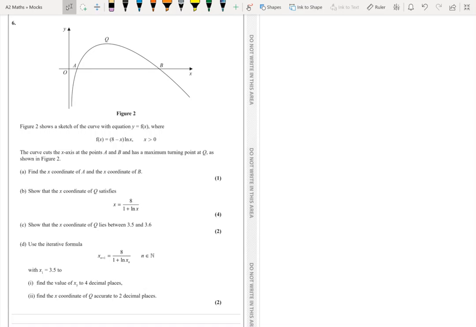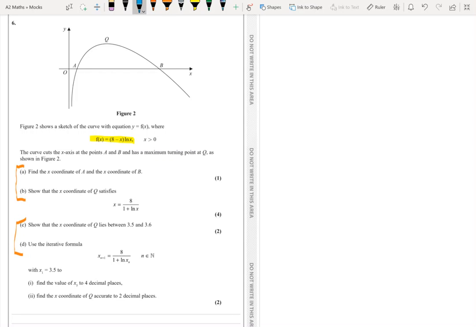Looks like there's quite a lot going on in this question. We've got a sketch of a curve and we've got its equation right here. There's a function. The first couple of parts look like they're about coordinates, finding A and B, finding Q, so some intercepts and a maximum point. And then part C looks like it's moved on to iteration and change of sign, finding that coordinate of Q.